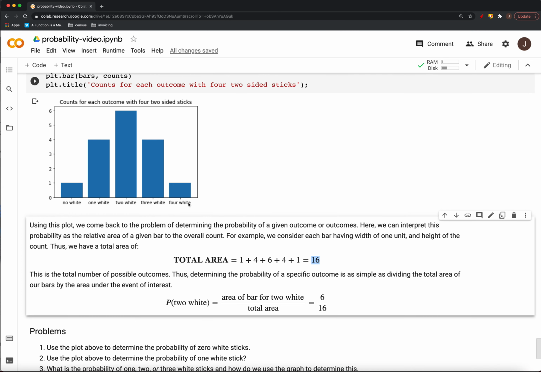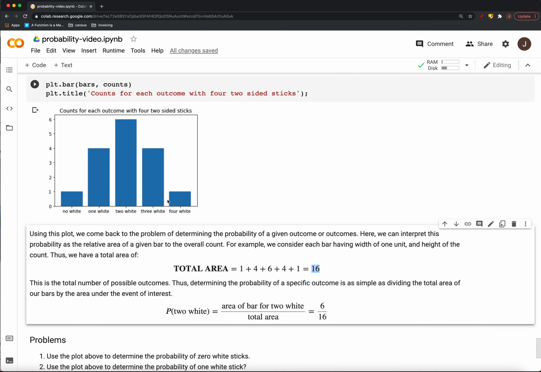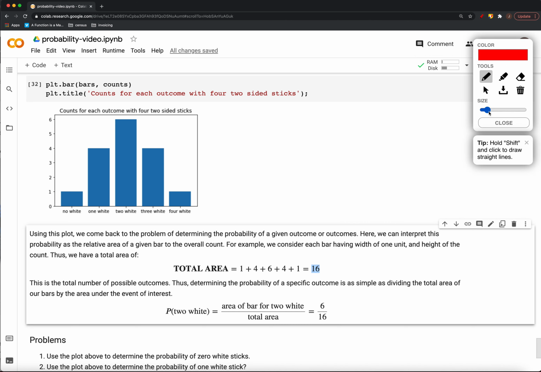All right. And the reason that we might do that is then we can understand the probability of 1 or multiple outcomes as the ratio of the area of those events of interest over the total area. So with 4 sticks, our denominator is always going to be 16 because there's 16 total events. And then we can ask a question like, what's the probability of getting 2 white? It's whatever the area under that specific event is, which is 6 here. So 6 out of 16.